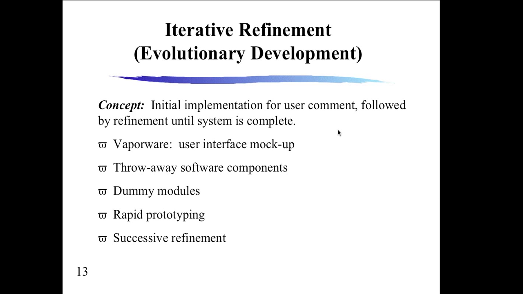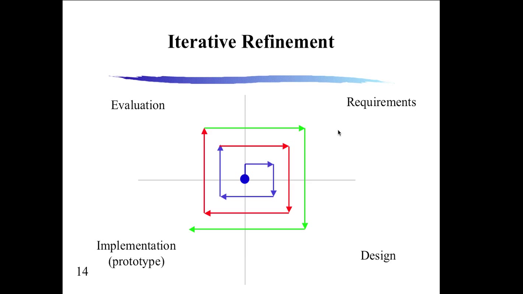Folders. Those are labels. But it's a process of going through and looking at vaporware mockups, throwaway software components, dummy modules, rapid prototyping, successive refinement, which is kind of the modern day rapid application environment that we're looking at, which is all iterative. And here's our picture where we have the requirements, the design, the analysis, the prototyping, and the implementation, and look at this little spiral. That's why it's sometimes referred to as the spiral model. Iterative development, spirals, all the same thing, which is the same thing as rapid application development and agile. Agile overlaps a little bit as well, but it adds on a few more concepts to rapid application development. That's an entire lecture in itself.